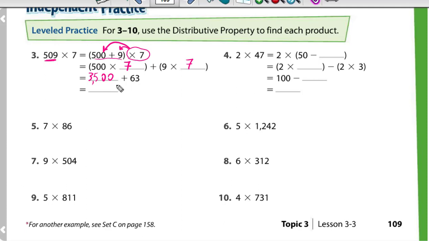0 plus 3. Wait. Start from the ones. 0 plus 3 is 3. And 0 plus 6 is 6. And 5 plus nothing, so we will write 5. And 3 plus nothing, so we will write 3. Okay. Thank you, Muhammad. Great work.